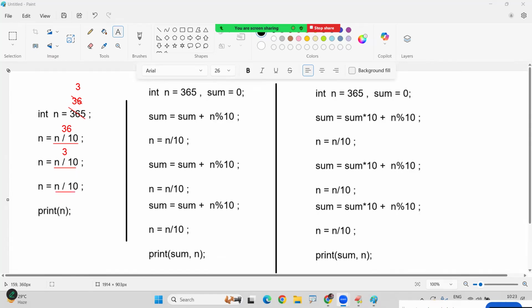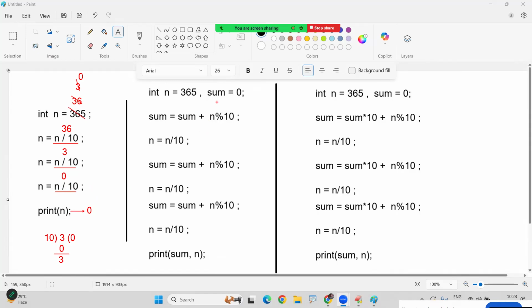Next one is 3 by 10, which is 0. Look at this. When you divide 3, it's not divisible, the remainder is 3. But here we are using divided by, which gives the quotient, 0. When you remove that last digit, that 0 will be stored into n. Finally, the n value becomes 0. So when you print, the output is n value 0. Got it?